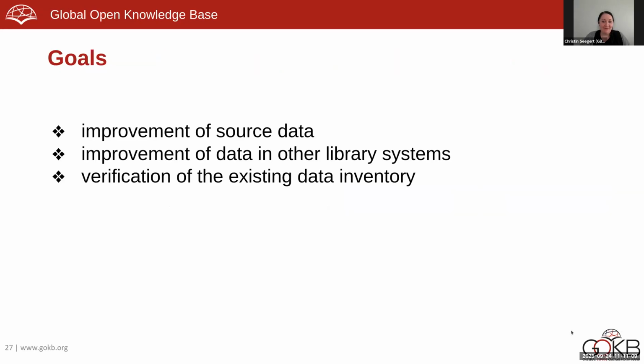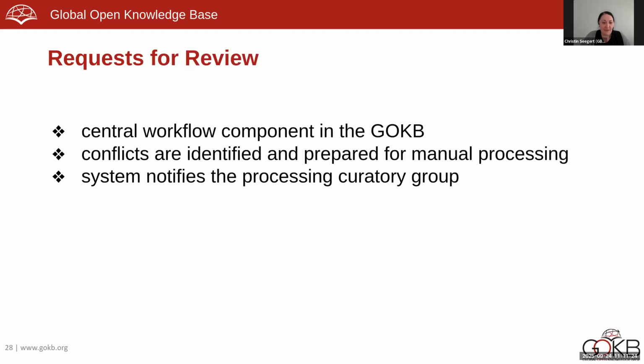Next slide, please. A key goal of the GOKB is to improve source data and also data in other library systems and to review the existing data inventory. We have developed a special tool for this purpose. Requests for review are a central workflow component within the GOKB. Conflicts are identified and prepared for manual processing. The data curators are automatically notified of new reviews.